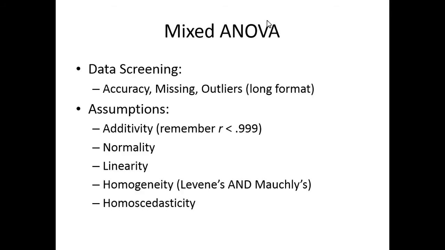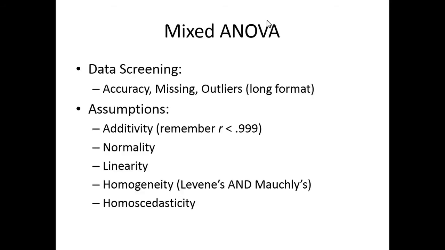For your assumptions, you still have to deal with additivity because you're going to have multiple measures of the repeated component, but that rule is 999, and that's mainly just so it will run. If your two repeated components are perfectly correlated, it won't run. So it's a slightly different rule than your normal multicollinearity issues. It should be normal, it should be linear.